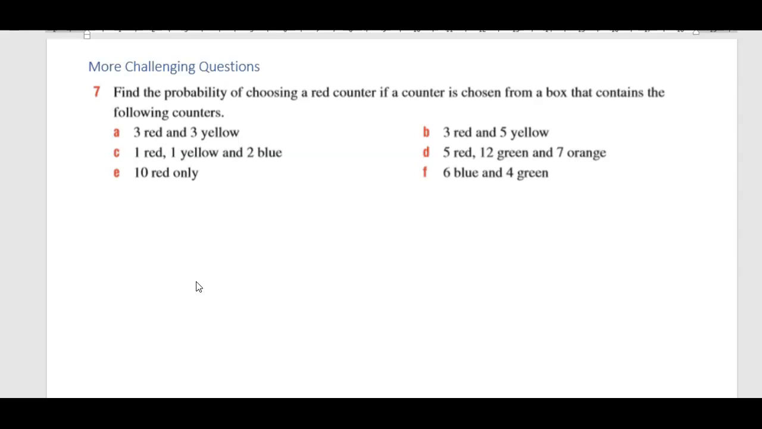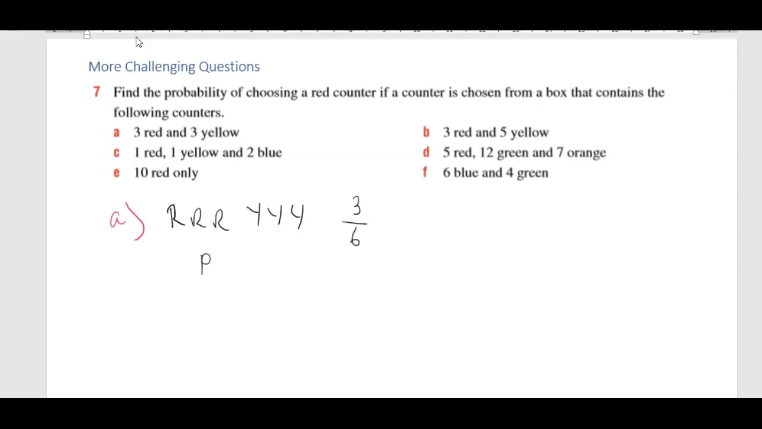All right, so question 7. Find the probability of choosing a red counter if a counter is chosen from a box that contains the following counters. First of all, we've got 3 red and 3 yellow. You probably don't need to do it with this one, but if it helps, you can list what you have. So we've got 3 red and 3 yellow, and I'm just using R and Y for the counters. If we wanted to choose a red counter, there's 3 red out of a possible 6.